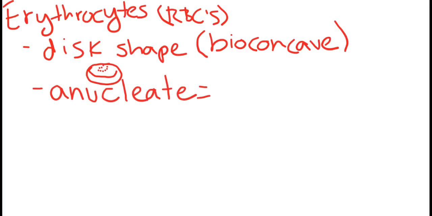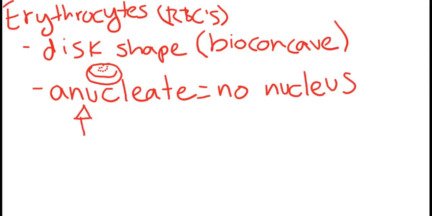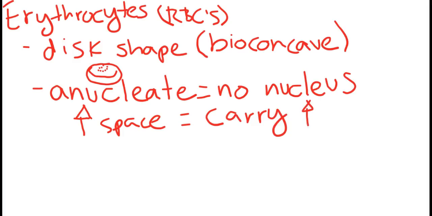This means that it has no nucleus. This is a very important adaptation. The reason for this is so that it has a really high amount of space, so that it's able to carry a lot of oxygen. The nucleus is a really, really big part of the cell, and by losing it, it increases the space that the cell has in there.